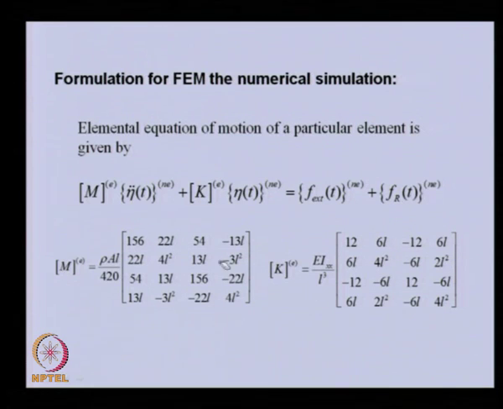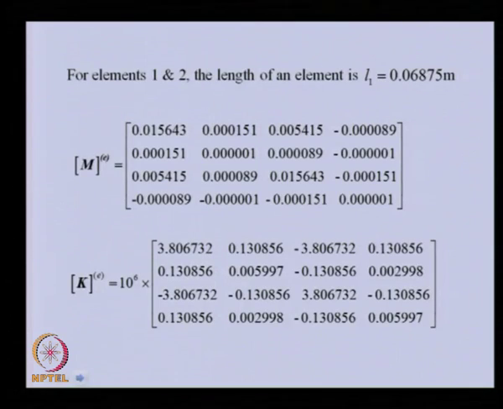Now, with the help of this representative elemental matrix, we will write the actual mass and stiffness matrices for the various elements, like for elements 1 and 2, which are identical. The mass and stiffness matrix will be of this form. The length of the element is this one. Other properties of the shaft element we have already given in the table.